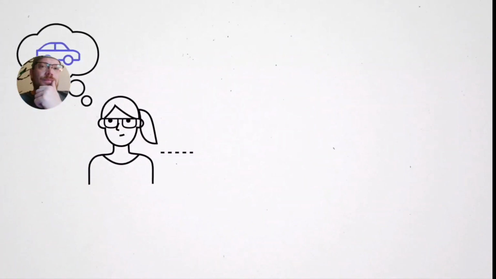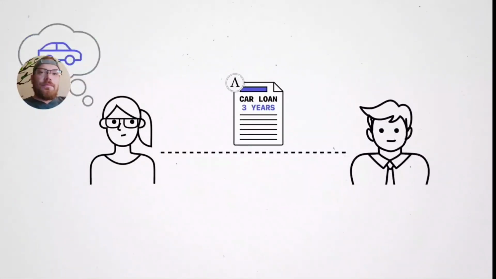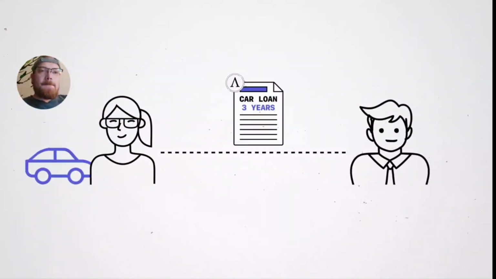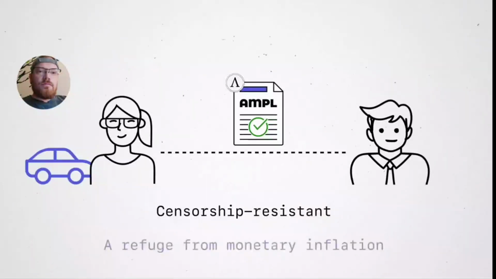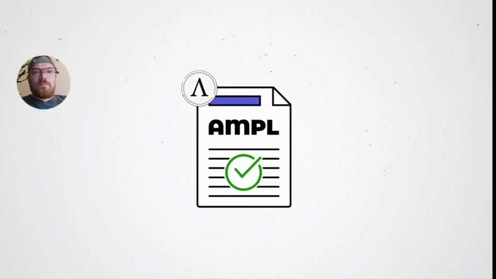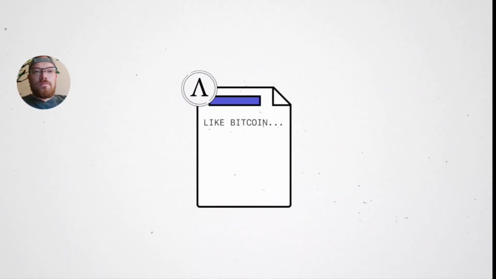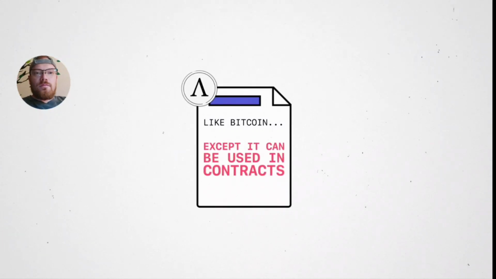If Alice's car loan was denominated in Ampl instead of Bitcoin, both Alice and her lender could count on the value of each auto payment remaining relatively stable year after year. Like Bitcoin, Ampl is censorship resistant and a refuge from monetary inflation. But unlike Bitcoin, Ampl-denominated contracts are stable in value. The Ampl is like Bitcoin, except it can be used in contracts.